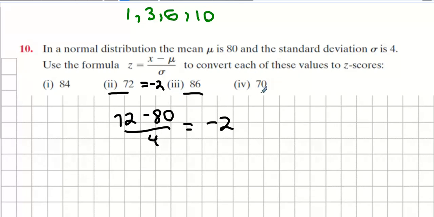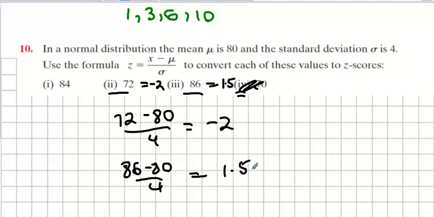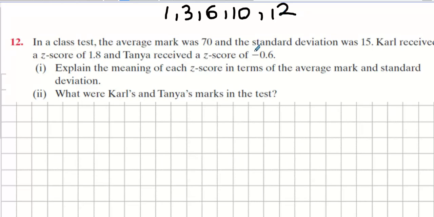Yeah. Finally, I'll do part 4, which is, I'll do 86. 86 take 80 divided by 4. The z score of 1. Is it 1? Oh, sorry, 1.5. All right, done. A z score of 1.8 means you're 1.8 standard deviations above the mean. A z score of minus 0.6 means you're 0.6 standard deviations below the mean. So, in a lot of regards, this is very handy.